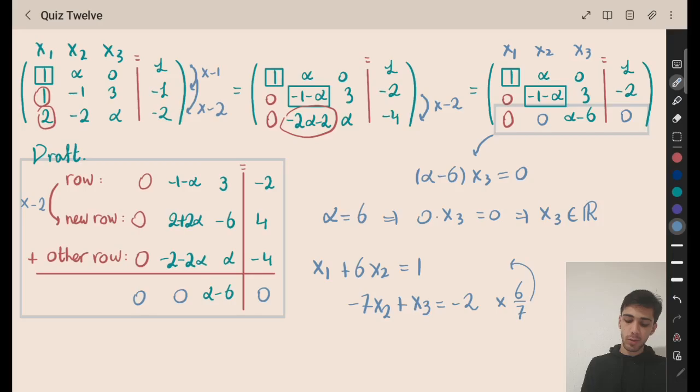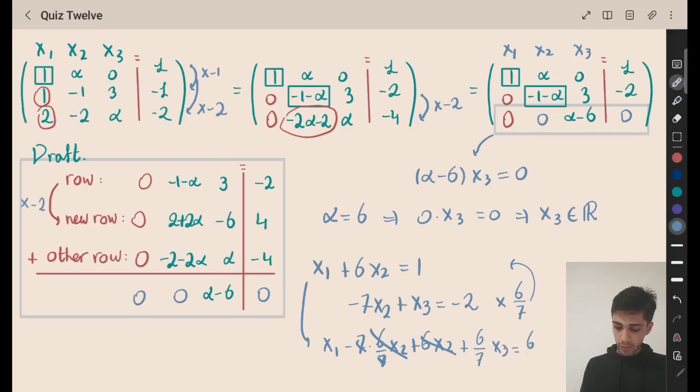So I multiply by 6 over 7 and I add, so I get x1 as it is, and then minus 7 times 6 over 7 x2 plus 6x2, and then I get, of course, don't forget to add 6 over 7 of x3. You'll get 6 over 7 of minus 2, plus 1.